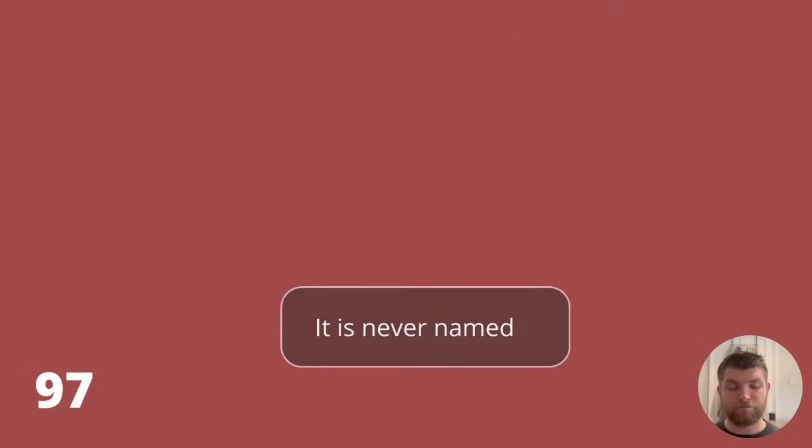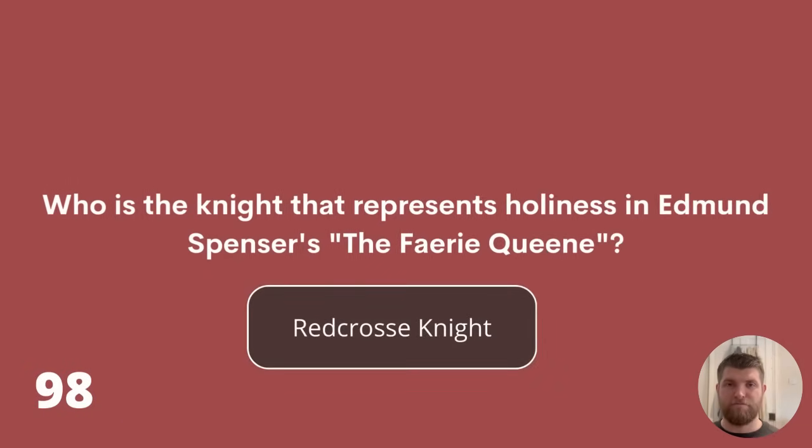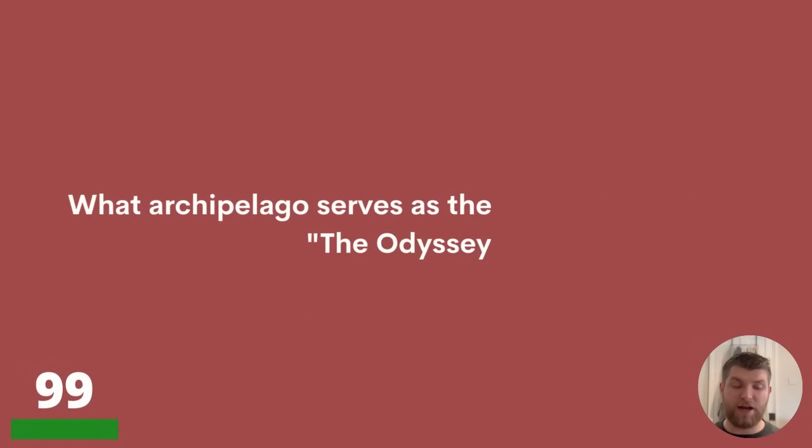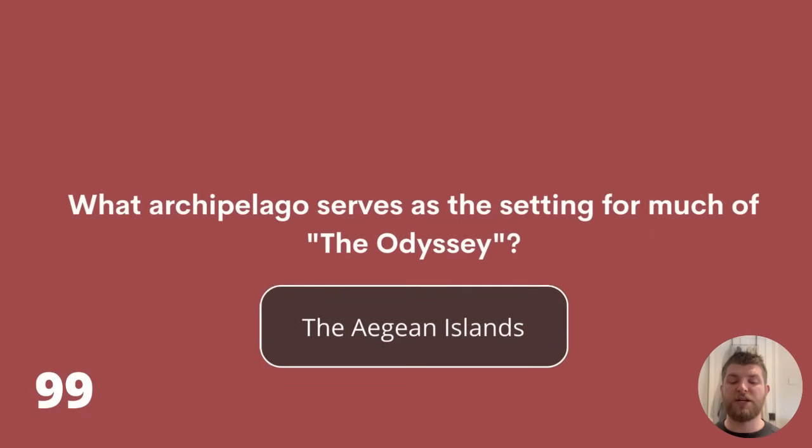Question 98. Who is the knight that represents holiness in Edmund Spenser's The Faerie Queene? Well done if you got this one, it's the Red Cross Knight. 2 questions left. 99. What archipelago serves as the setting for much of the Odyssey? The answer is the Aegean Islands.